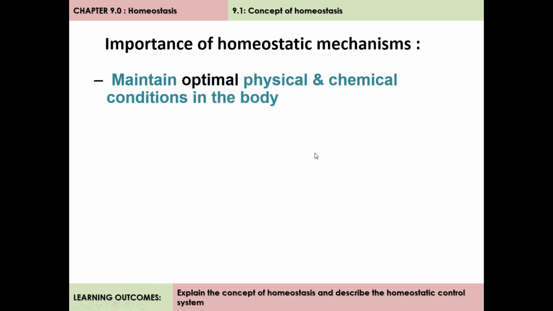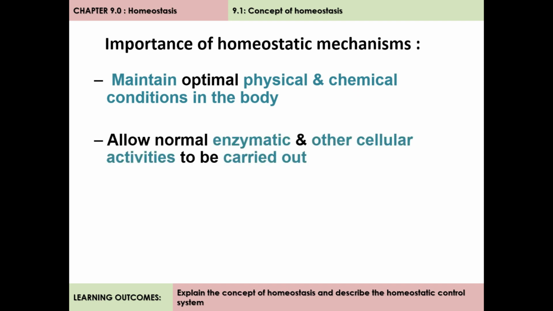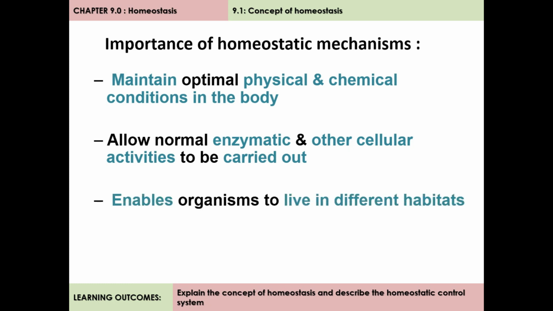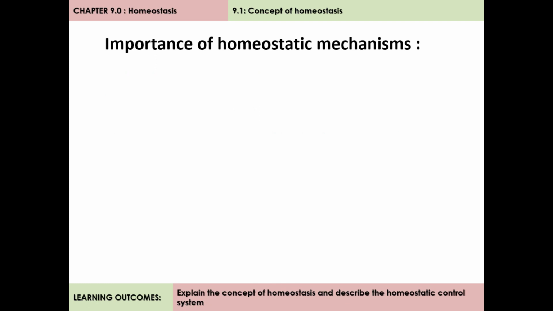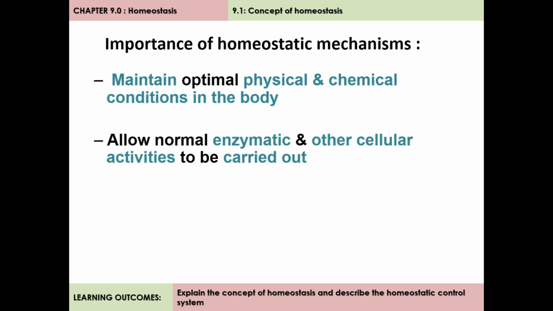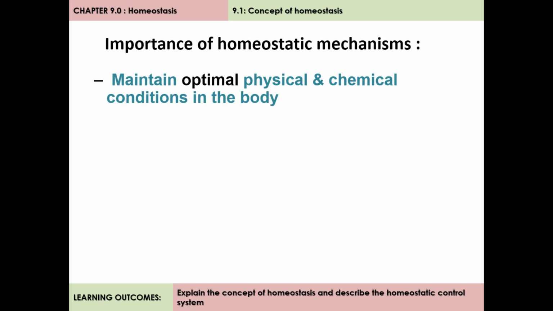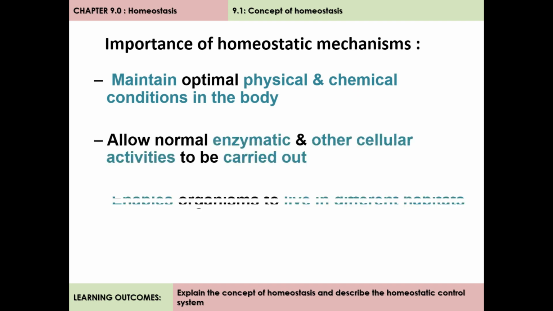The second one is it allows normal enzymatic and other cellular activity to be carried out. And the third one is it enables organisms to live in different habitats. I repeat again, importance of homeostasis mechanism: first, maintains optimal physical and chemical condition in the body; second, allows normal activity and other cellular activities to be carried out; and third, enables organisms to live in different habitats.